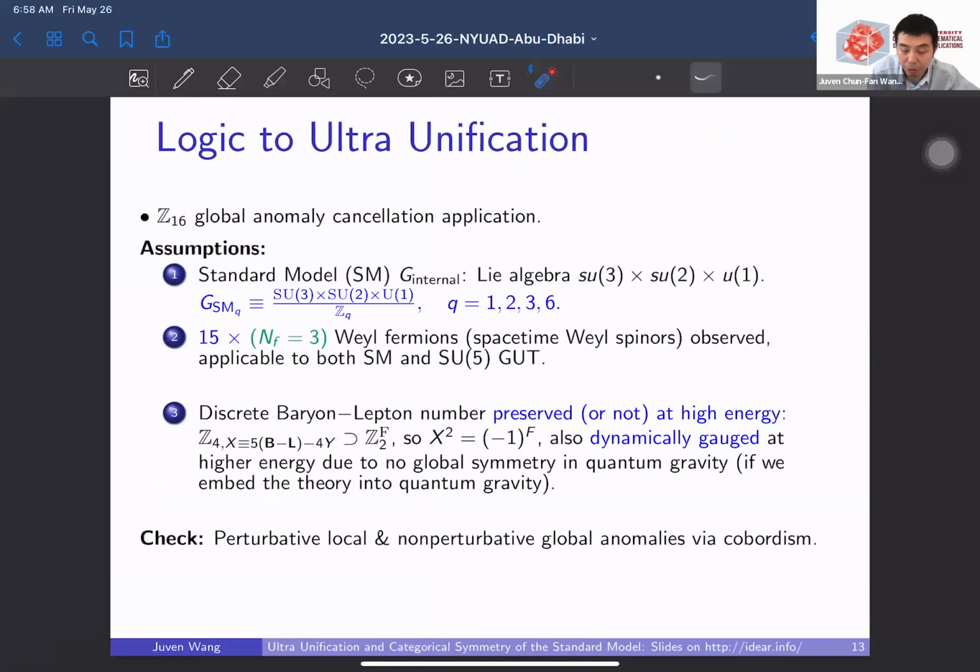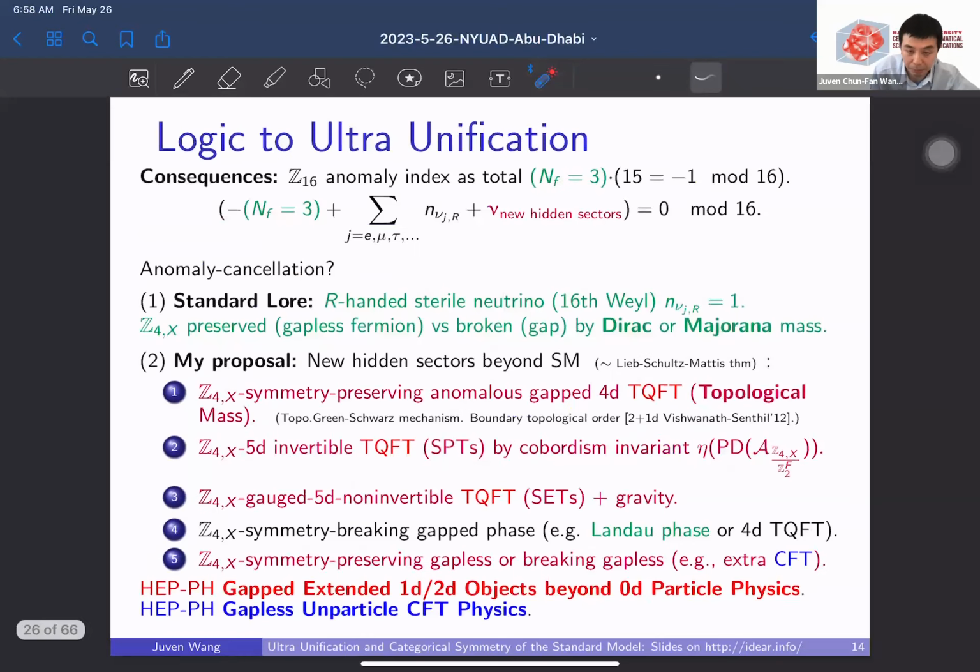The crucial part, to summarize what exactly is being used, is that we only assume the standard model gauge group and the content of the Weyl fermions, 15 times 3, and assume discrete B-minus-L somehow is preserved, not broken at high energy, and dynamically gauged at some higher energy scale, just due to no global symmetry in quantum gravity. Of these three assumptions, basically two are confirmed, and the last one is a mild assumption that you can judge. Then to cancel the anomalies, we can enumerate the possibilities.